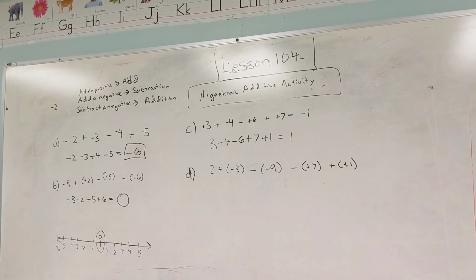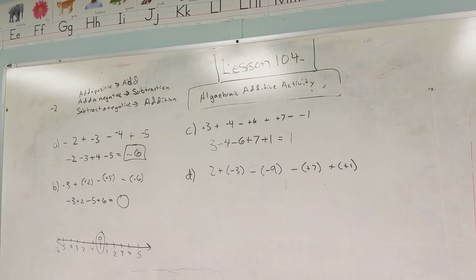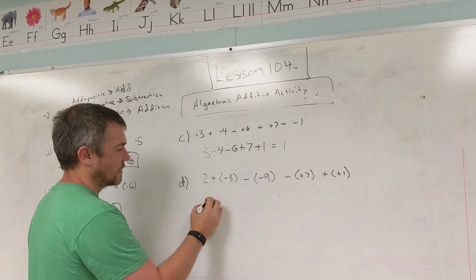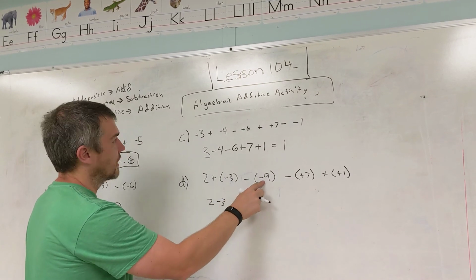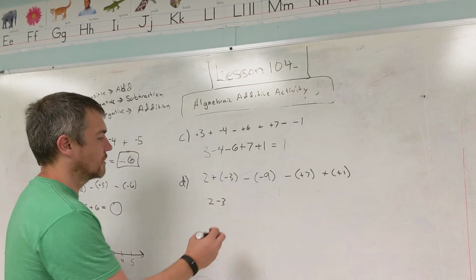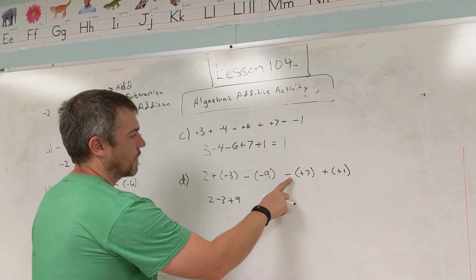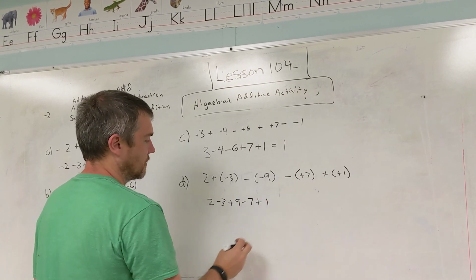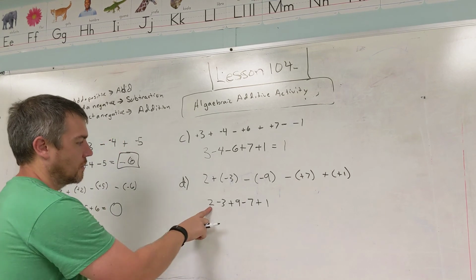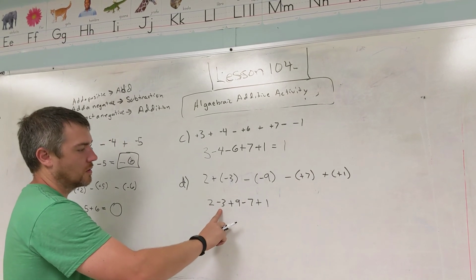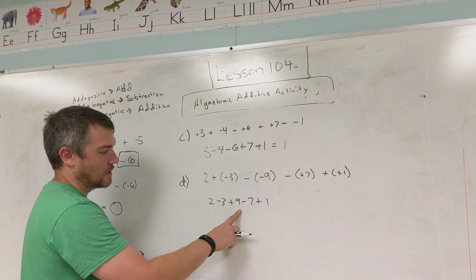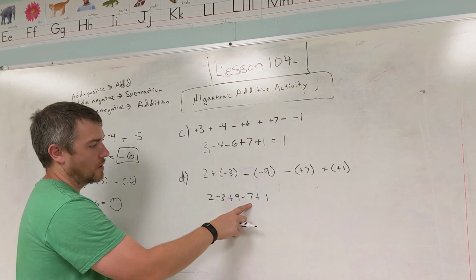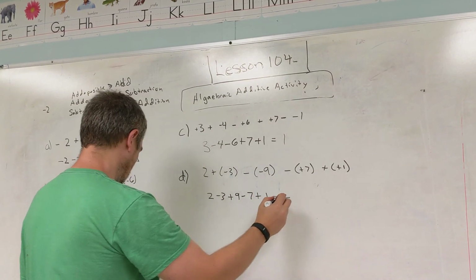Okay, last one we're going to do for today. Again, we're going to simplify this. So 2 plus negative 3 is going to be 2 minus 3, minus a negative 9. If we're subtracting a negative, it turns into addition. And then we have minus positive 7, so that's just going to be minus 7, plus positive 1, so adding 1. Okay? So we're going to do 2 minus 3, so that would be negative 1, plus 9, it's going to turn you to 8, and then 8 minus 7, it's going to be 1, and then plus 1 should equal 2.